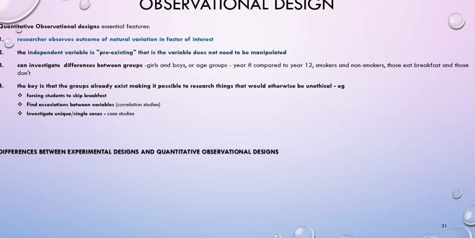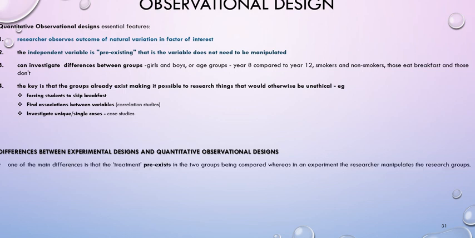Now, I want you to understand the difference between the experimental design and the quantitative observational design. We consider that experimental design is by definition quantitative. The main difference, as we already said, is the treatment of a pre-existing independent variable into groups, and we don't need to manipulate it.